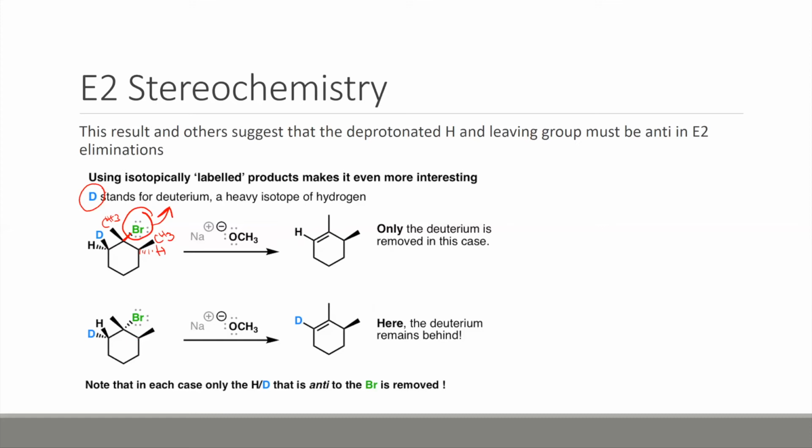Now when we rearrange things, again, we've rearranged to put the deuterium in the down position here. Nothing else has been changed on this ring. It's still going to form the non-Zaitsev product, but notice that this time the deuterium is present. That's because, just like last time, our bromine is going to leave with the hydrogen that is anti from it, which is the hydrogen in the up position. This time it's not the deuterium, and you can see that deuterium is left over.